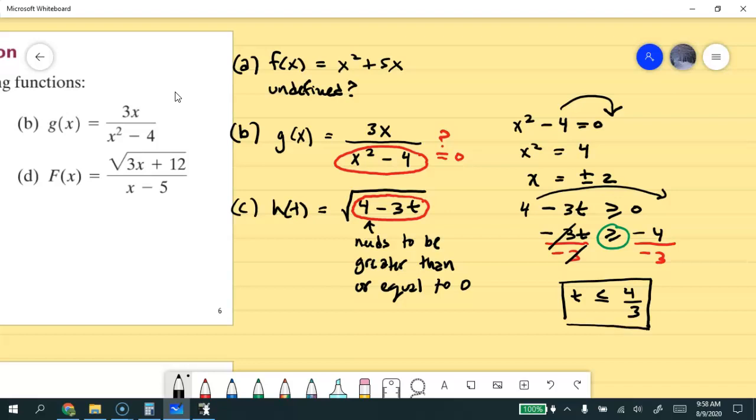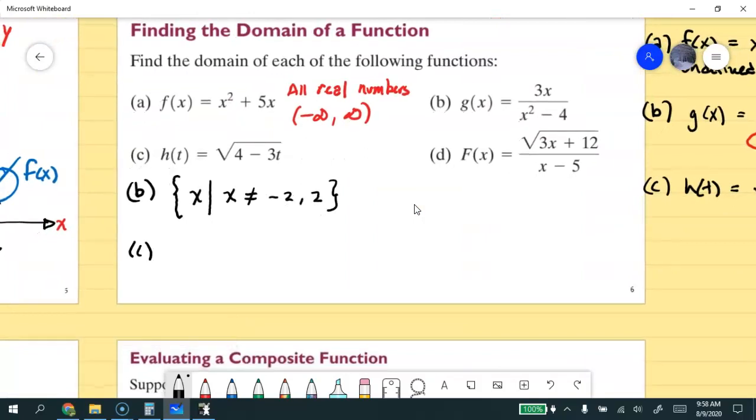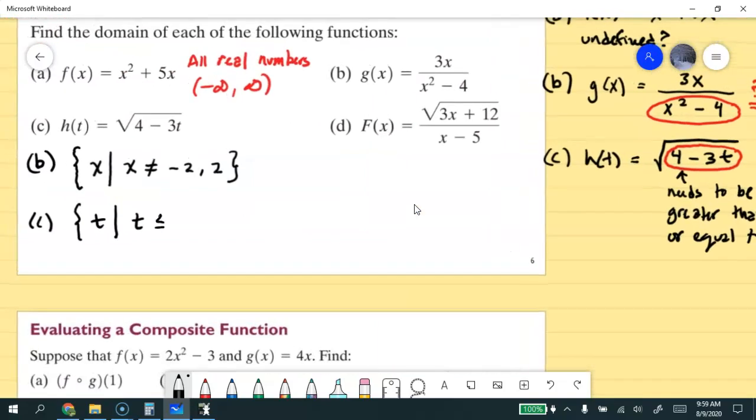So notice how that domain is kind of confusing. All right, so for fractions with variables in the denominator, there's a specific way of telling. You set the denominator equal to 0. For square roots, what you generally need to do is make sure that it's a number that's greater than or equal to 0. All right, so how do you write down the domain for letter C? Let's go ahead and detail it right here. For letter C, again, make a squiggly bracket, t, and then you write down that t always has to be a number that is less than or equal to 4/3.